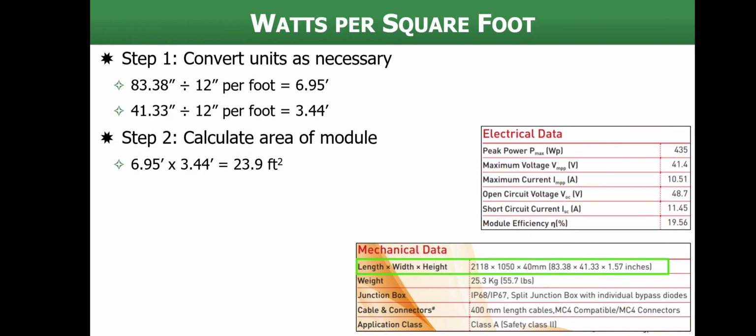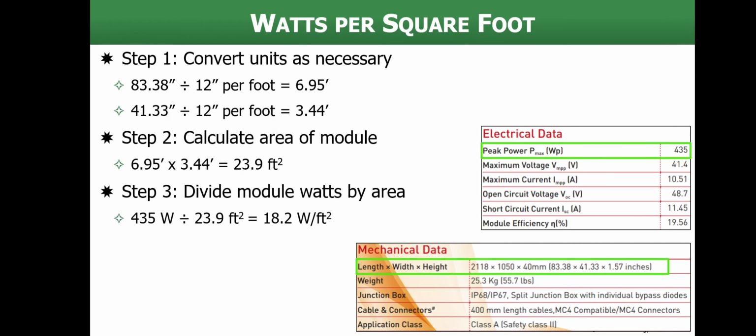Next, I need to calculate the area of the module, and we know that since the module is a rectangle, we just multiply the width times the height to get the area. So the 6.95 feet times 3.44 feet gives us 23.9 square feet. That's the unit of measurement that we need to calculate watts per square feet. The final step, we take the wattage of the module, they've given us the power at standard test conditions, 435 watts, divided by the area of the module, 23.9 square feet, to give us 18.2 watts per square foot.